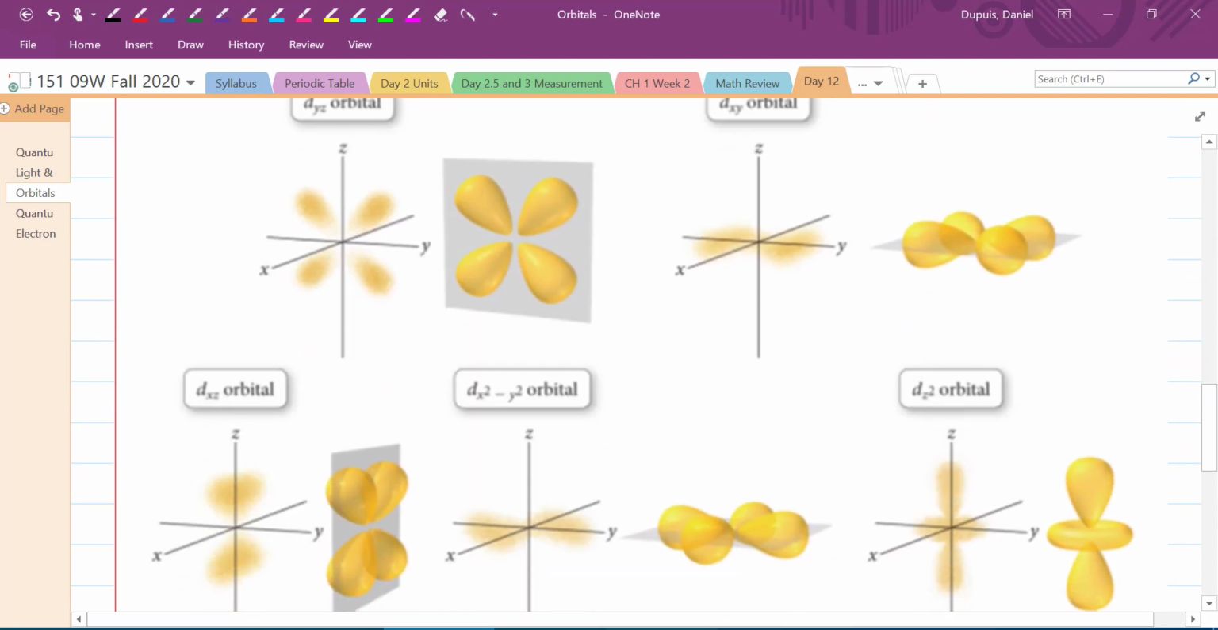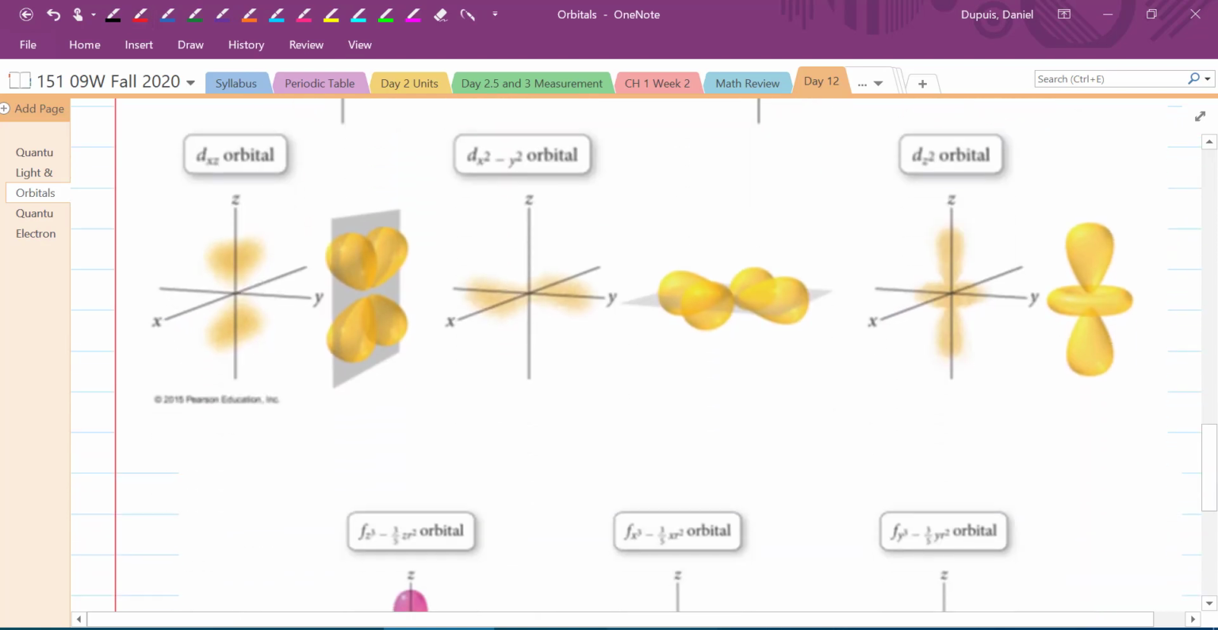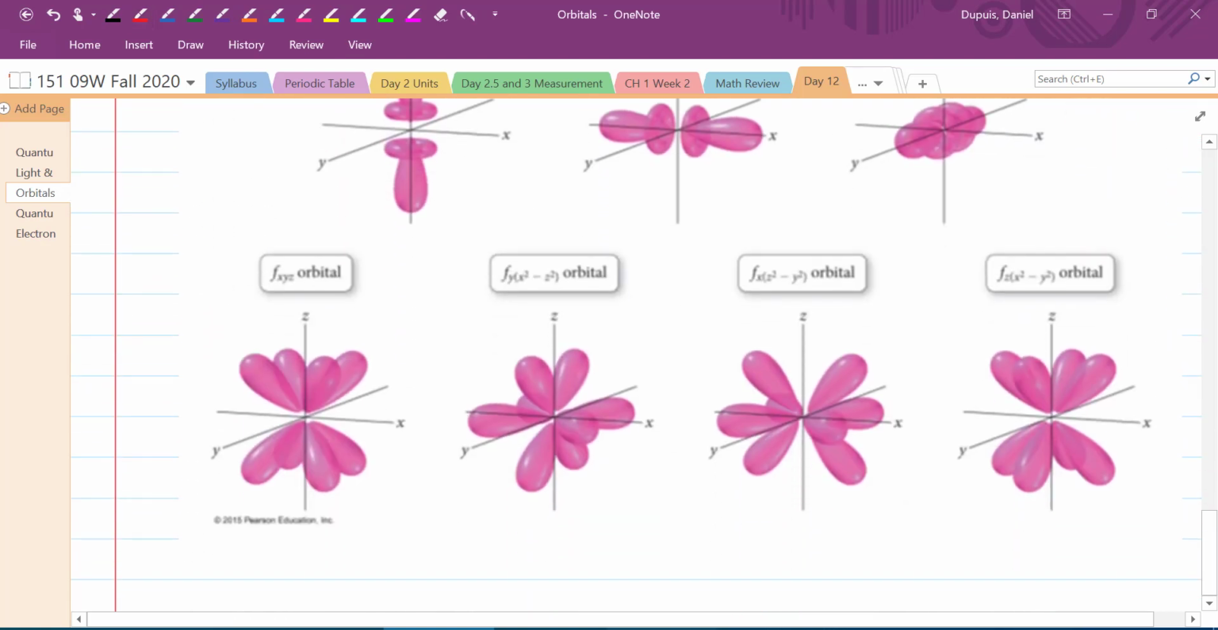There's D's. There's 5 d orbitals, and we'll explain those more in detail. But D on the yz plane, D on the xy plane, D on the xz plane, dx squared minus y squared, which are on the x and y axes, and then dz squared, which looks like a p orbital with a donut. And then it gets even more fun with the f orbitals. Those are the orbitals, which, great.